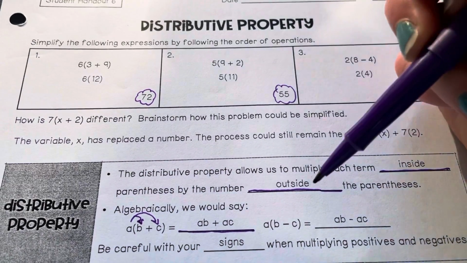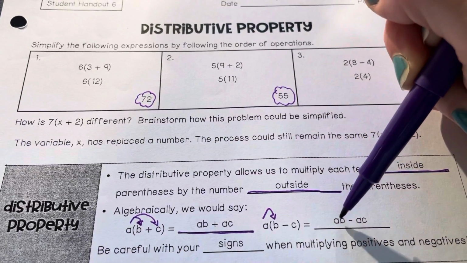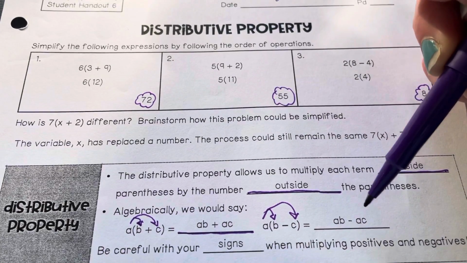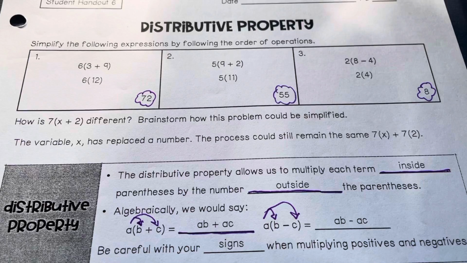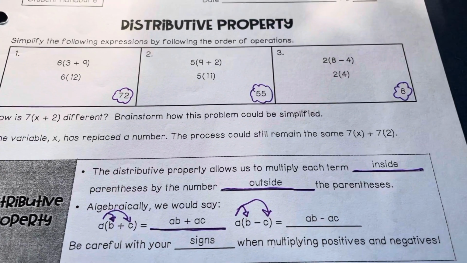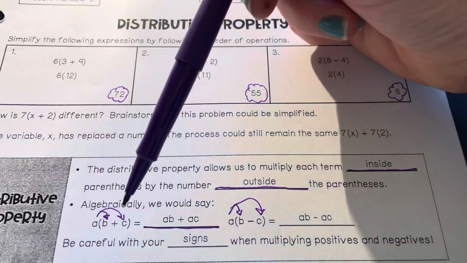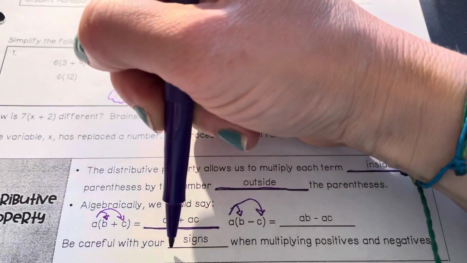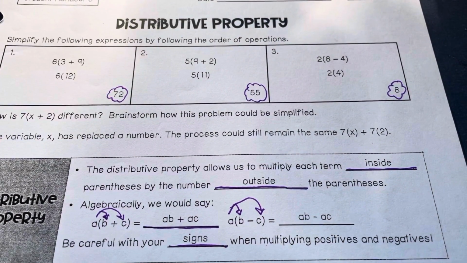And then we do the same thing, even if we have a minus here, right? So this is A times B, and then this is A times C, minus A times C. And you just keep that subtraction operation handy. Now you want to be careful with your signs when you're multiplying positives and negatives. So for this situation, again, we saw a plus, we put a plus. We saw a minus, we put a minus, okay? Because it's representing an operation of either addition or subtraction.